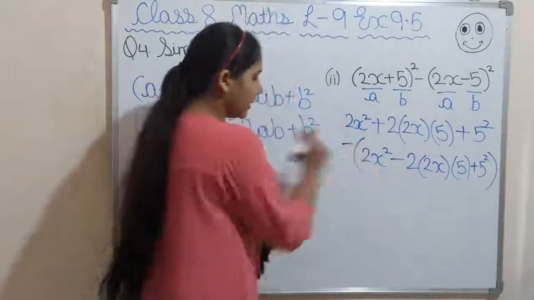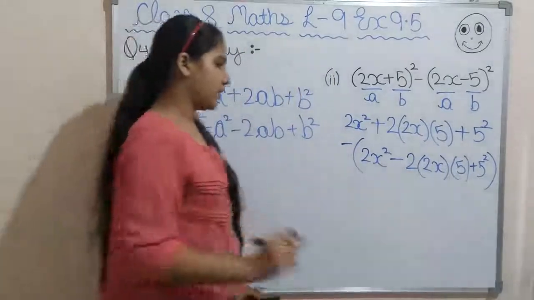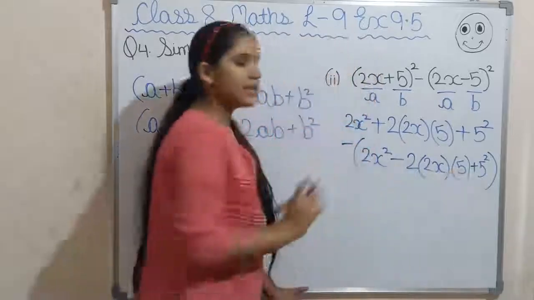Okay, so if after minus a bracket is there, the signs will be changed. Here minus is there, so minus minus becomes plus. Here plus is there, so minus plus becomes minus.